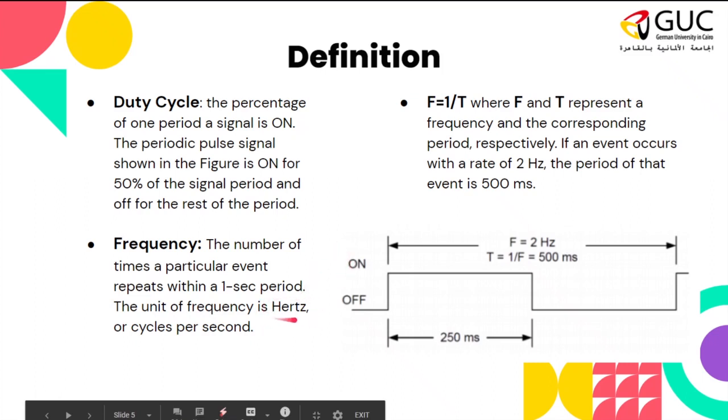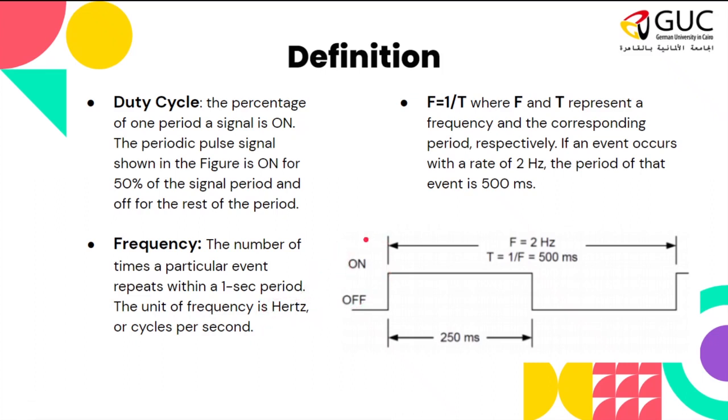Okay, we will take the hertz unit. Here we have our period as 500 milliseconds, but in the definition we are talking about 1 second. 500 milliseconds is half a second. So we need to know the frequency of this particular signal.